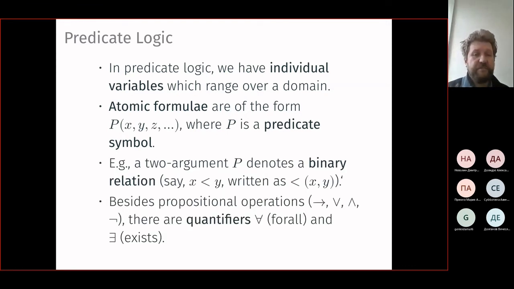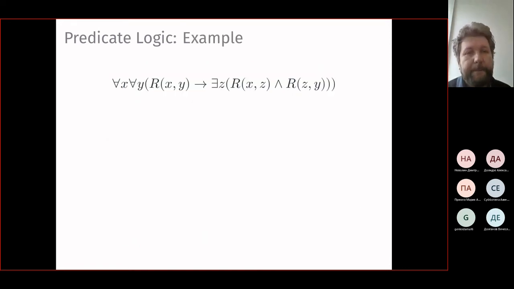They denote relations. Besides propositional operations, implication, disjunction, negation, conjunction, we also have quantifiers, which are for all and exists. And they are written in this funny topsy-turvy version. Квантор, по-русски, не quantifier, а квантор, не квантификатор. That's an example.